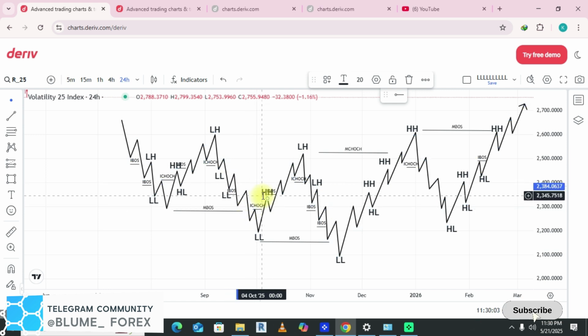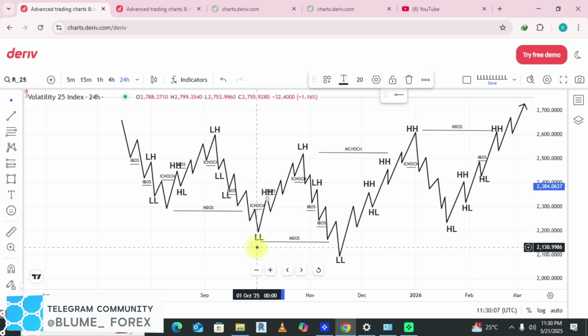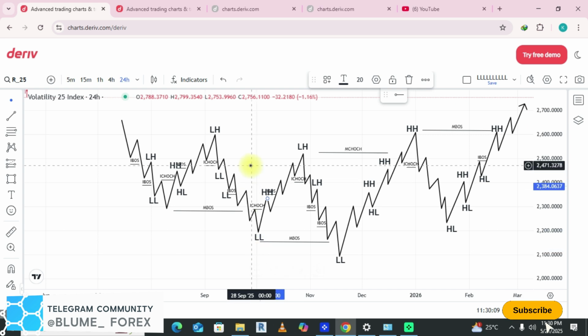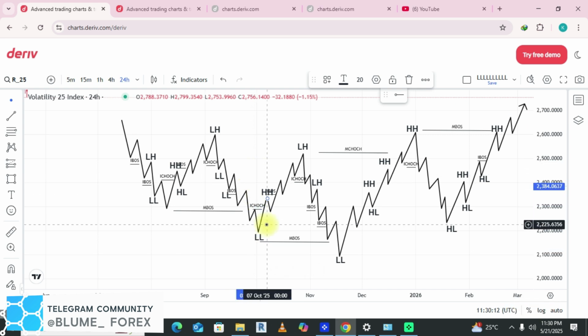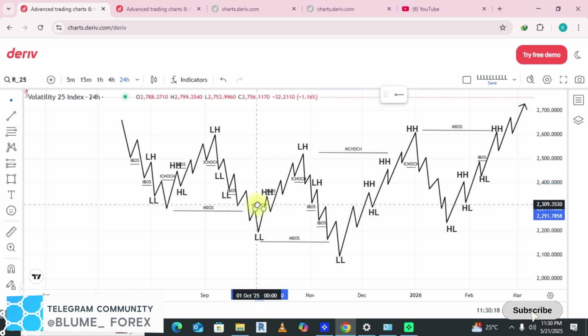So once we form a higher high, then the market is trying to communicate to you, I want to shift direction to the upside. It's no more going to push to the downside. It no more wants to move to the downside. It wants to push to the upside. So then this is going to be what, our change of character.